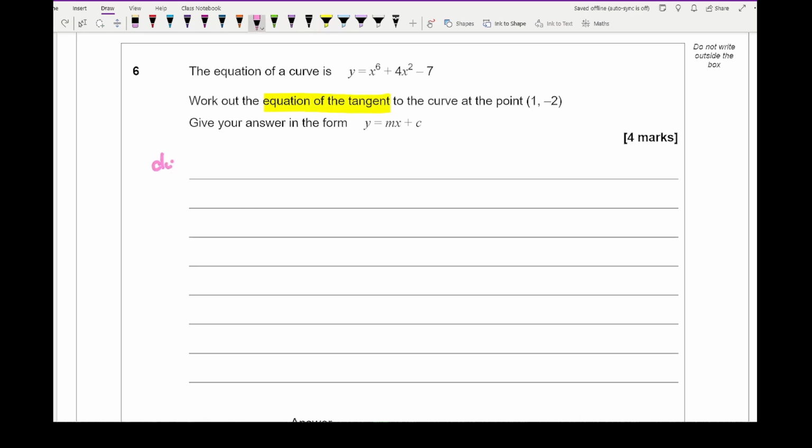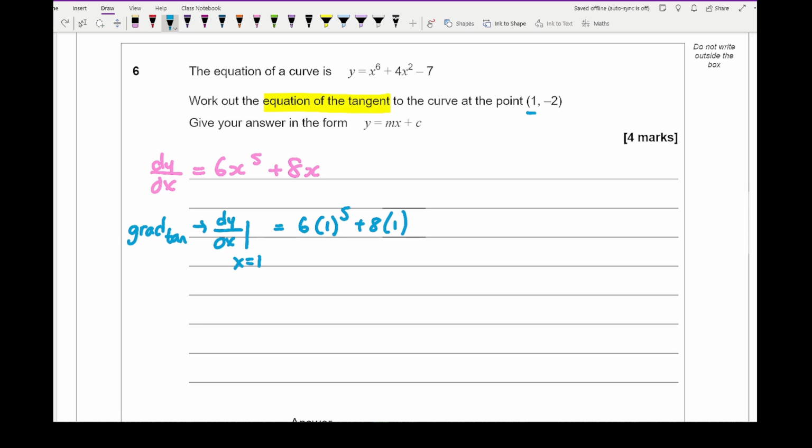So here, the first thing we need to do is work out what dy over dx is of this expression. So remember, with differentiation, we move the power to the front, lower the power by 1. So that's going to become 6x to the power of 5 plus 8x. And from this, we then want to substitute the x ordinate. So the gradient of the tangent is dy over dx, and I'm substituting x equals 1. So that then becomes 6 lots of 1 to the power of 5 plus 8 times 1. And that's going to become 6 plus 8, which equals 14.